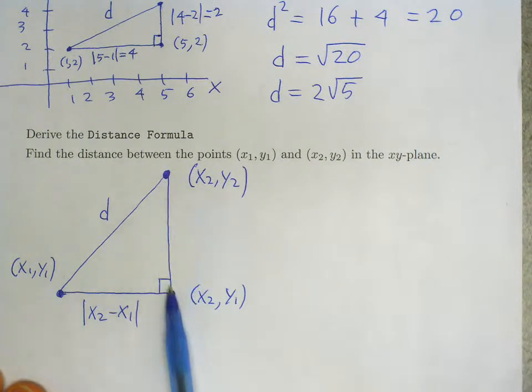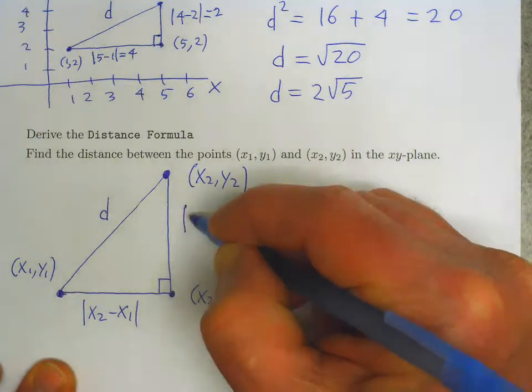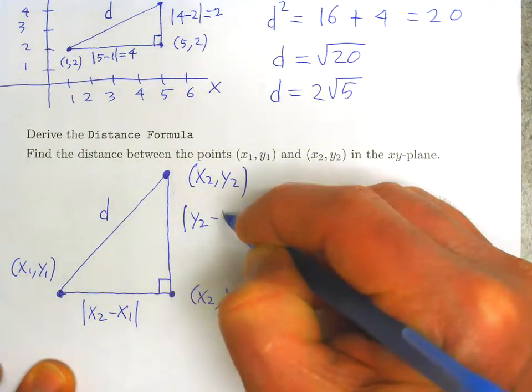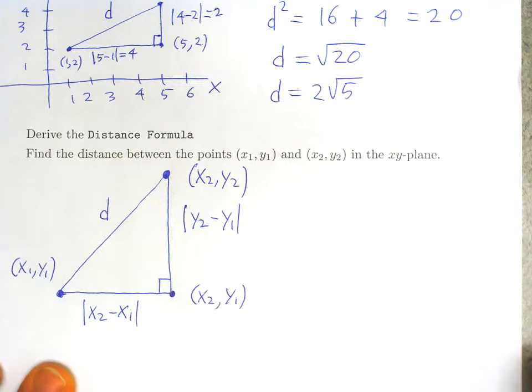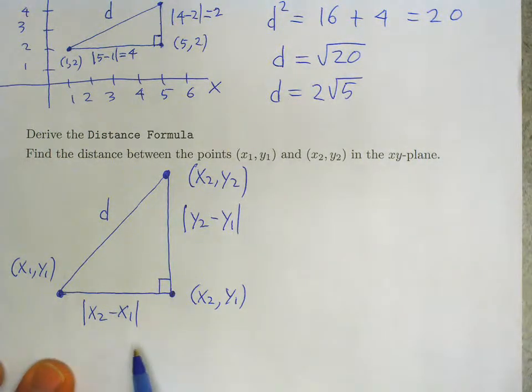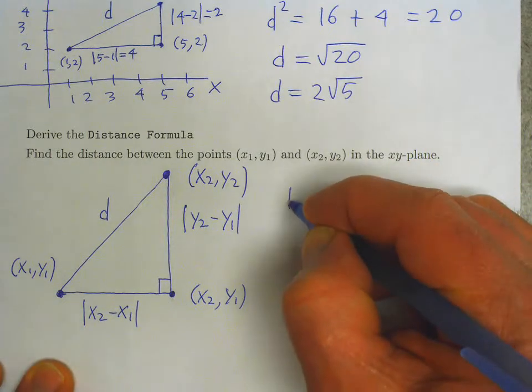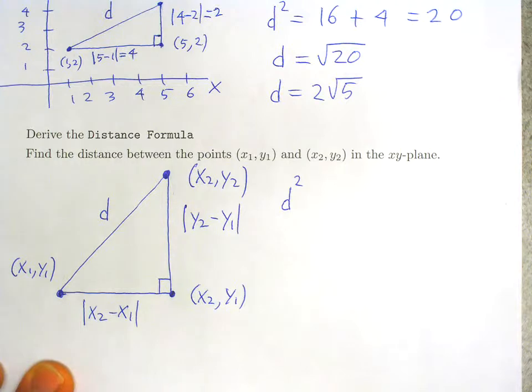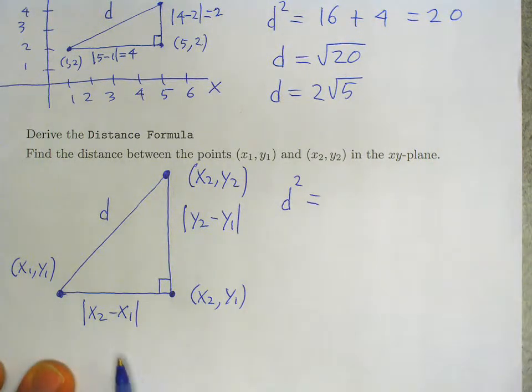And the vertical side of the right triangle, its length is the absolute value of y2 minus y1. Okay, then we apply the Pythagorean theorem to this right triangle. So we square the hypotenuse, d squared, and that's equal to the sum of the squares of the lengths of the 2 legs. Okay, so first we're going to square the absolute value of x2 minus x1.